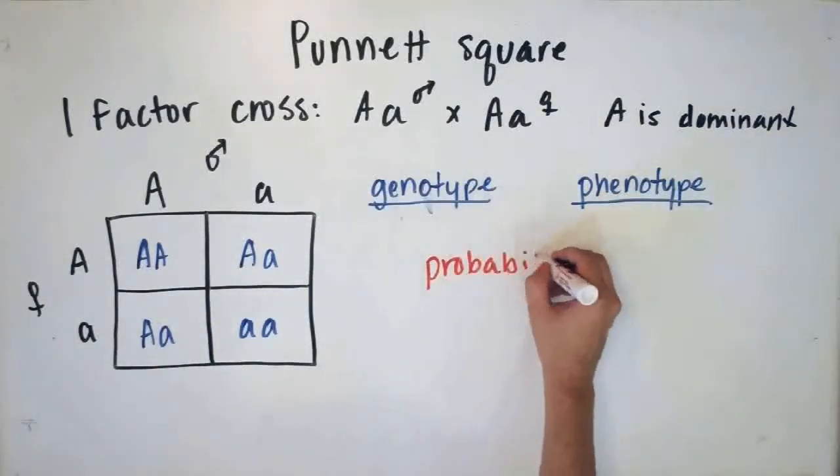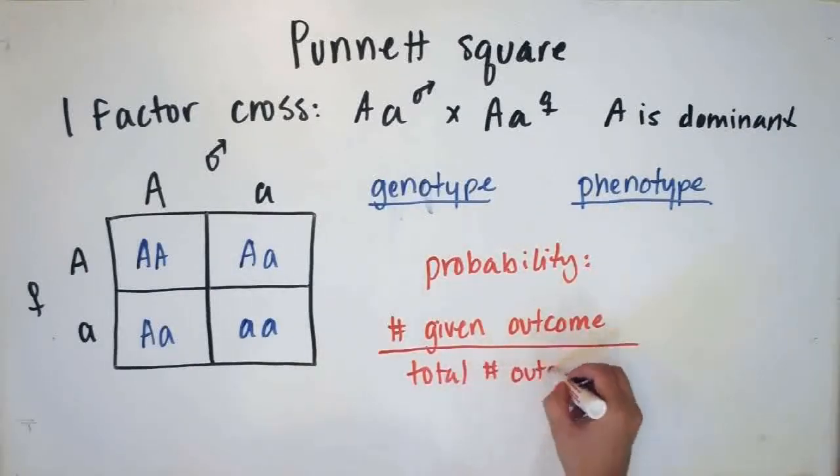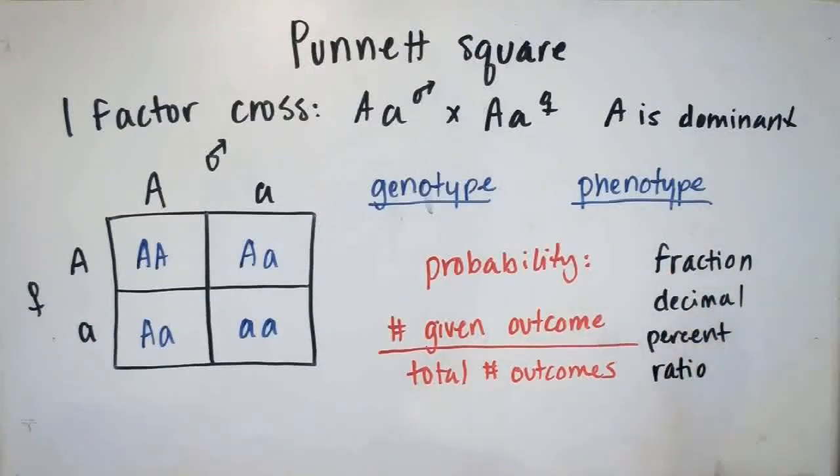Probability can be defined as the number of times a particular event or outcome occurs out of the total number of outcomes, and it can be expressed as a fraction, a decimal, percentage, or ratio.